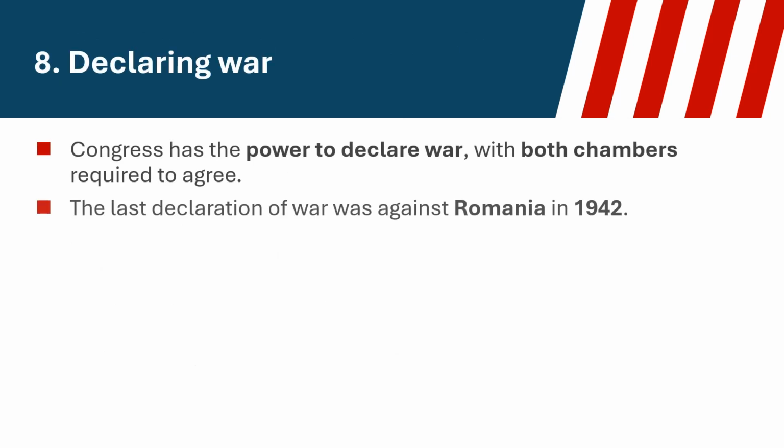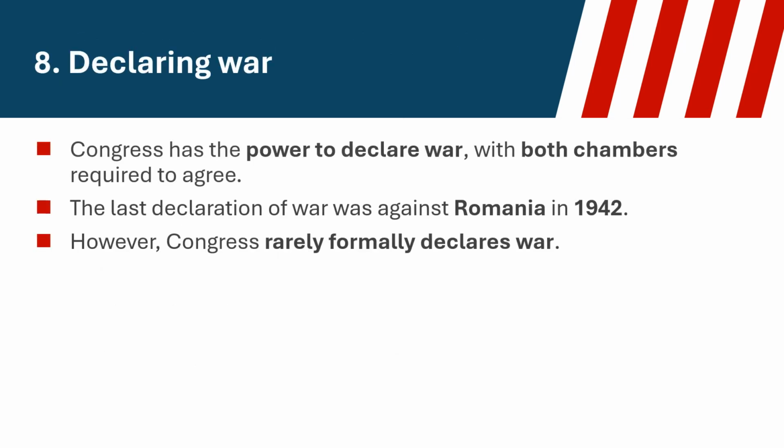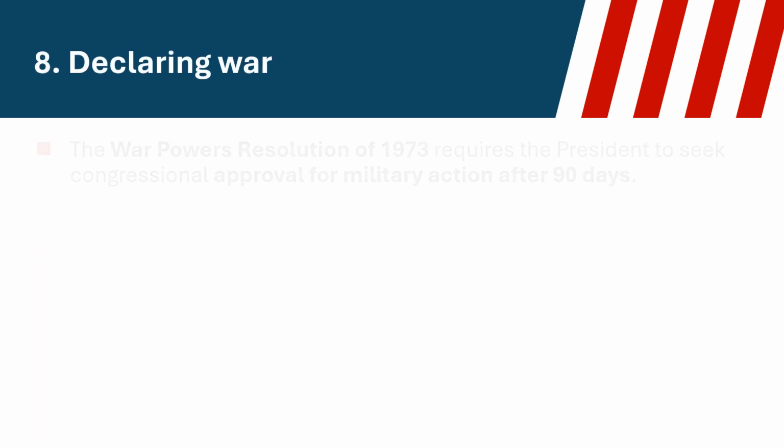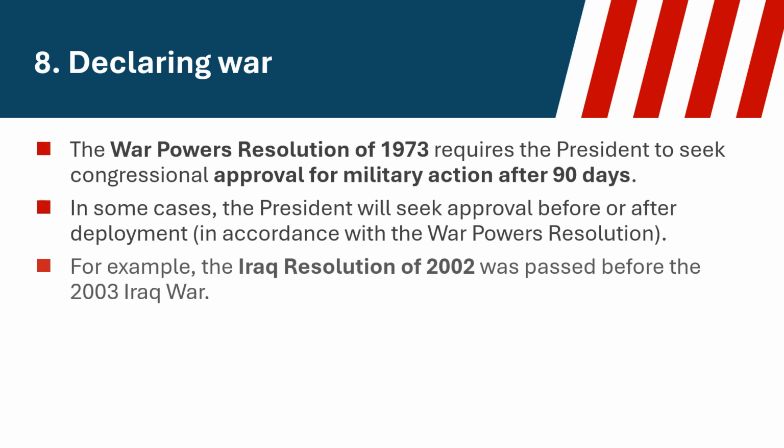Eighthly, Congress has the power to declare war. Congress has the power to declare war, with both chambers required to agree. The last declaration of war was against Romania in 1942. However, Congress rarely formally declares war. The War Powers Resolution of 1973 requires the President seek approval for military action after 90 days.